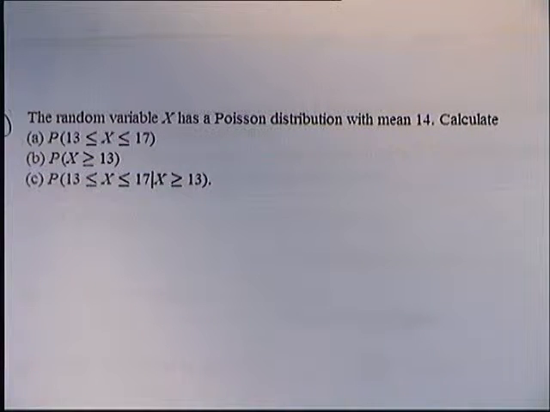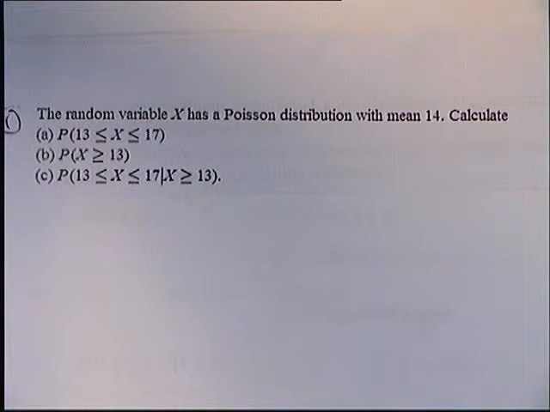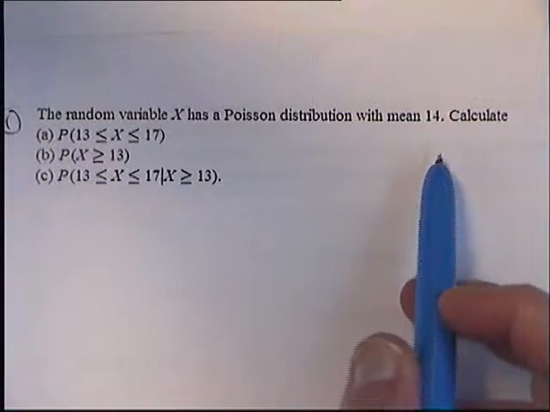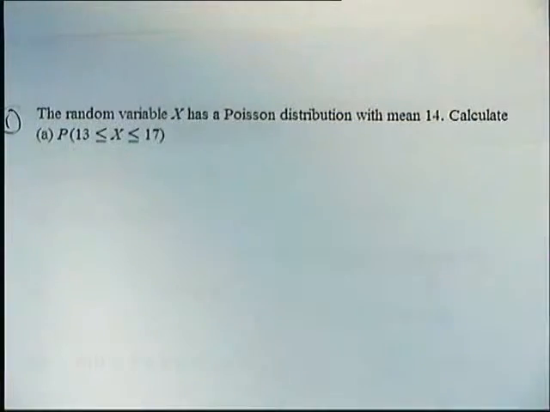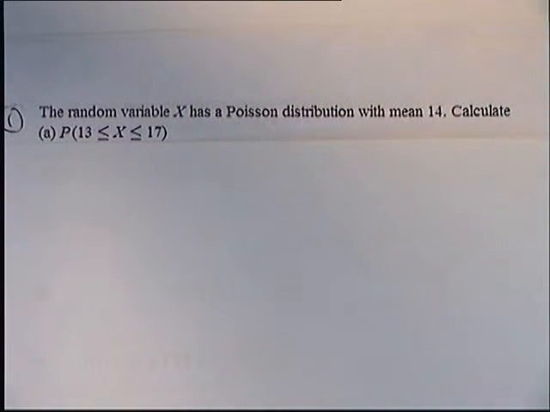So this is the first question from the Poisson homework, a three-part question. Random variable X has a Poisson distribution with a mean of 14. We've got three probabilities. The first one is between 13 and 17, and it includes both ends.